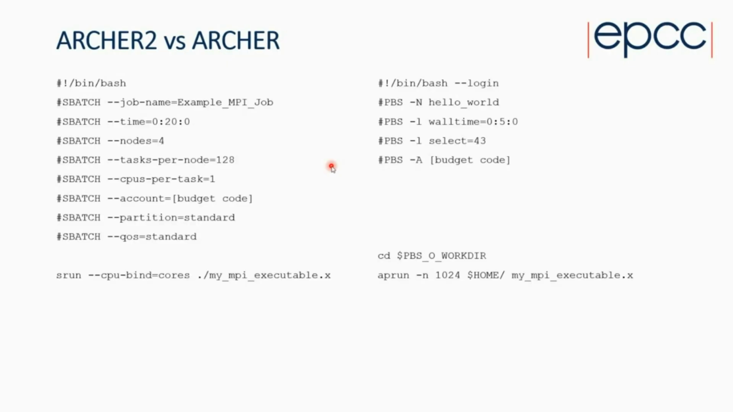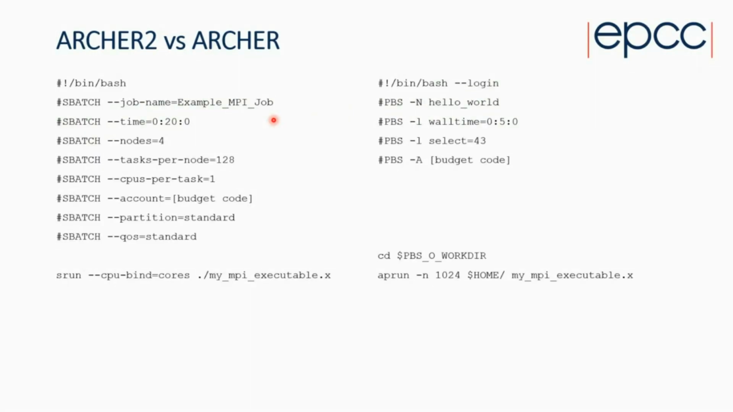And on the right-hand side, we've got a PBS ARCHER batch script. And we can see that in a lot of ways they're very similar. In Slurm, we have sbatch job-name, and I've given it a name, and this is very similar to the PBS -N, although it doesn't have quite the same restriction. PBS only lets you have a certain number of characters here. Slurm's a bit more generous in that.